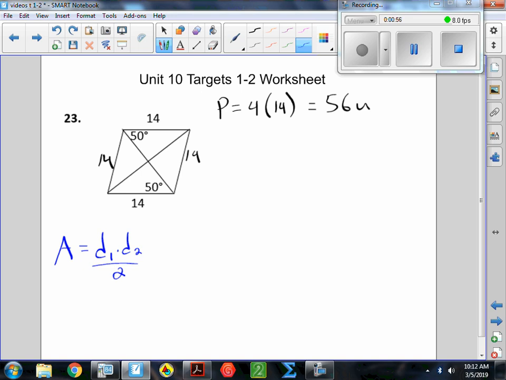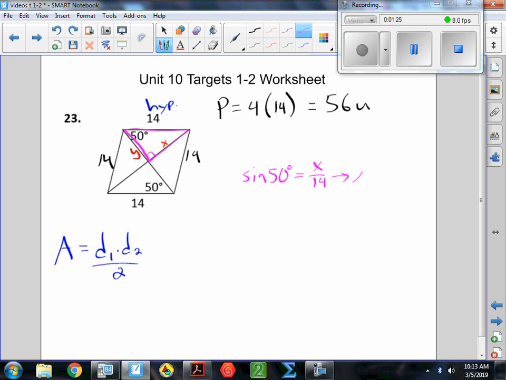So I need to find some values here. I'm going to call this one x and this one y, and then I'm going to use some trig equations. We'll just focus on this top triangle with a 50 degrees and a right triangle. With that information, I can tell that the 14 is the hypotenuse of the triangle, and I can set up an equation that says sine of 50 degrees is equal to x over 14.